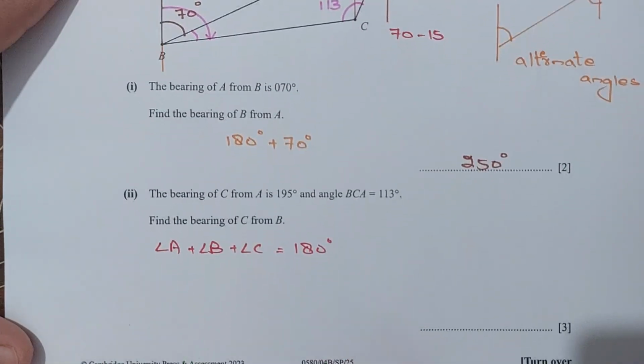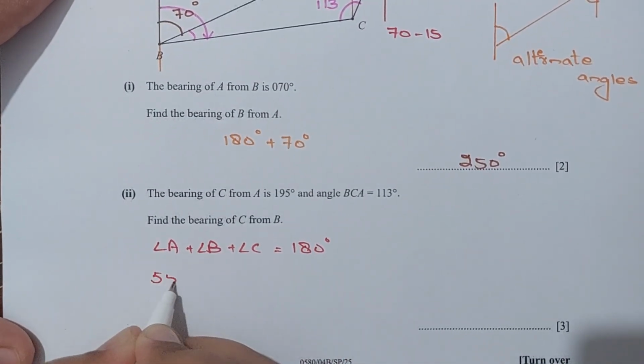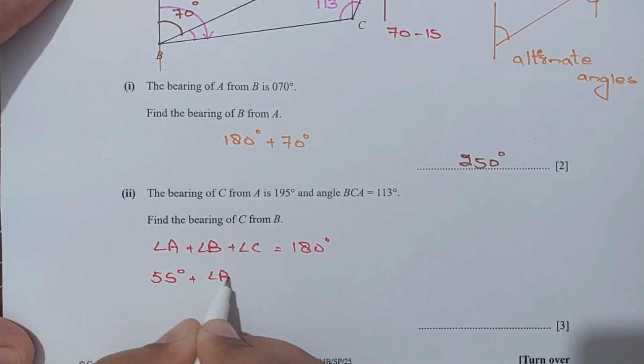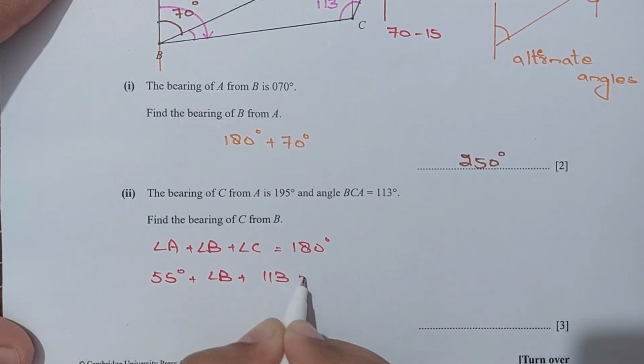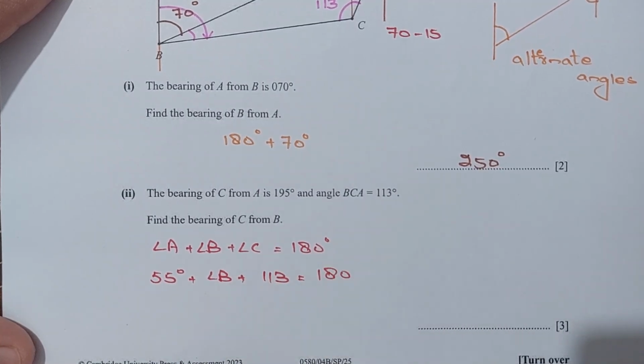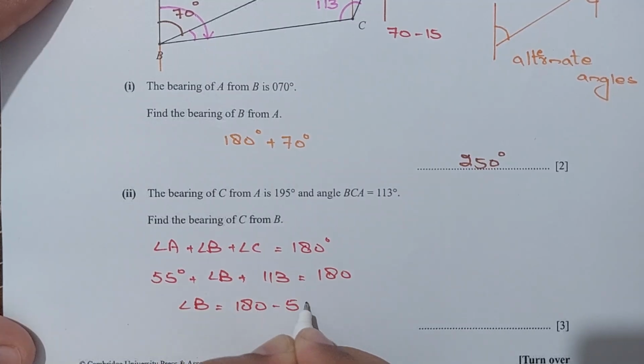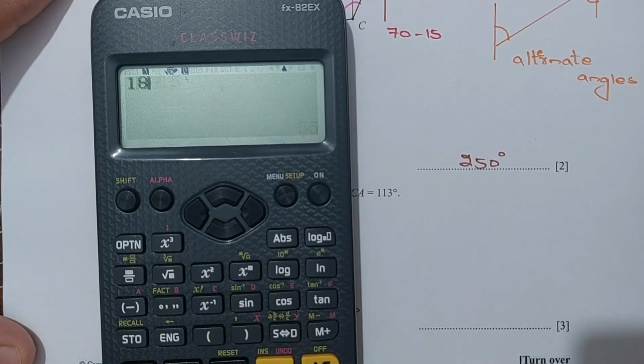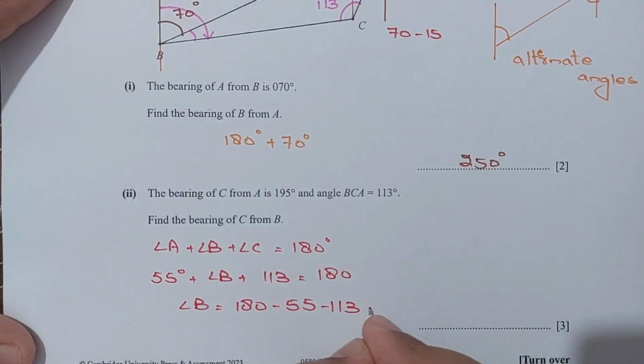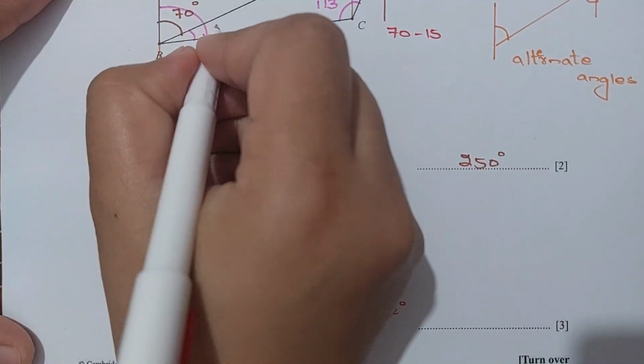Angle C is given. Let's solve for angle B. We have 55 plus angle B and angle C is 113. Their sum is 180 degrees. Now for angle B, from 180 degrees you have to subtract 55 and subtract 113. Okay, 180 minus 55 minus 113 is 12. So that angle is 12 degrees.